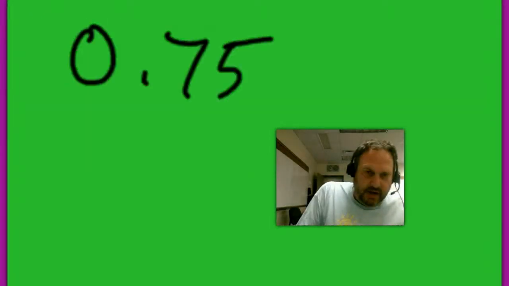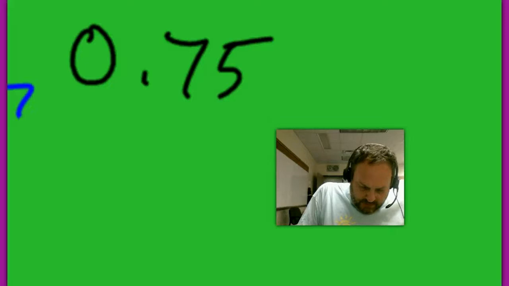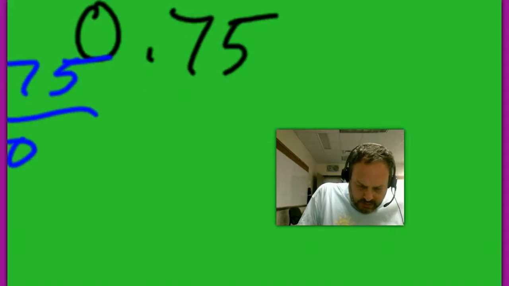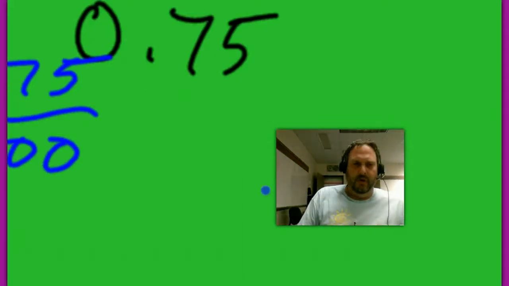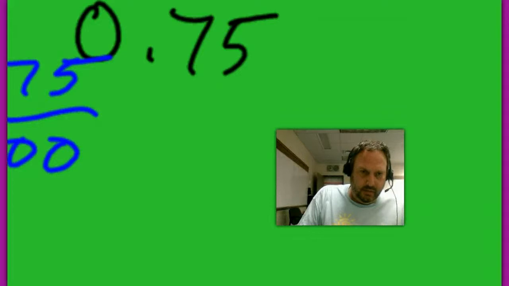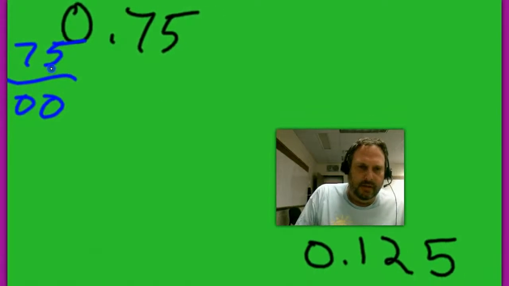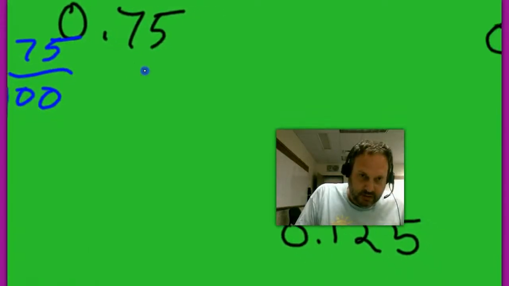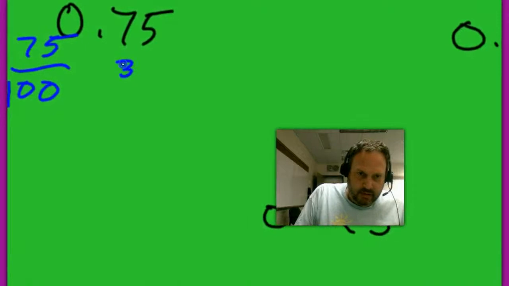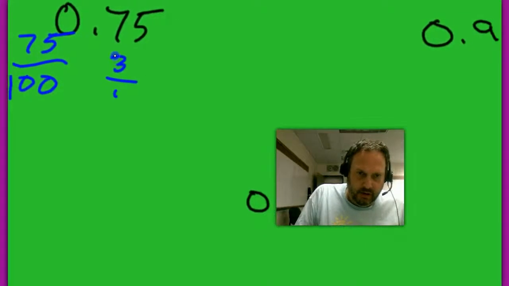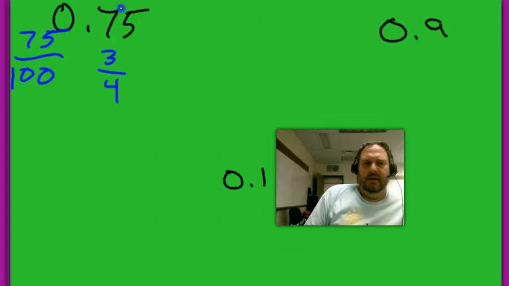Now let's turn it into a fraction. So we said 75 hundredths, so we put 75 over 100. And then my 1 disappeared there, so I'll put it back in there. Now I need to simplify this. Think of quarters and dollars. How many quarters make 75 cents? That's 3. How many quarters make $1? That's 4. So this 0 and 75 hundredths as a fraction is 3/4.